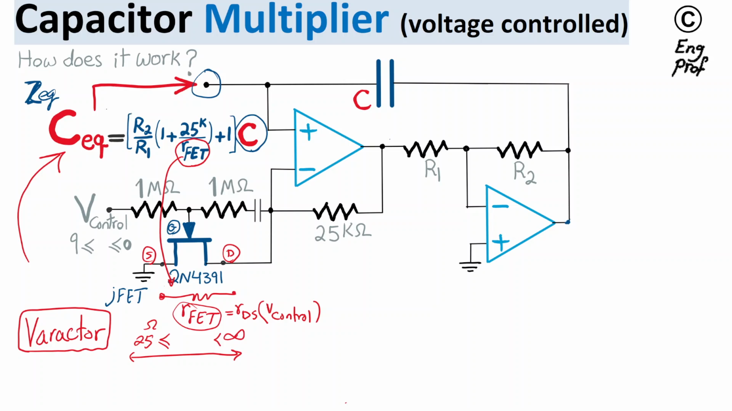So again, we are realizing a variable capacitor that is voltage controlled effectively, and this circuit is doing a capacitor multiplication. So from a small cap we can get to a much larger cap that is programmable.